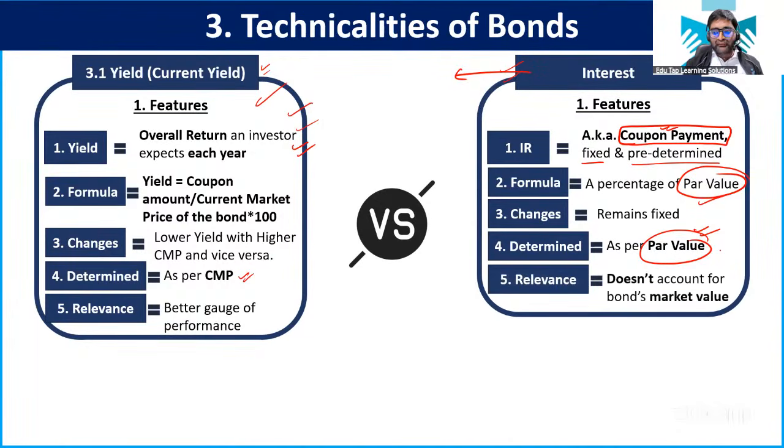Yes, very good. Relevance doesn't account for the bond's market value. Let's say in the market the interest rate has changed. Will the coupon payment automatically change on the bond? No. It has to be called back, then it has to be reissued. All of those things have to be done. Good question, Priyanshu. Yield is calculated on the CMP, interest is on the face value. Absolutely, Krishna. Is that clear? Are you able to understand the difference between both of these terms? I hope it is clear.